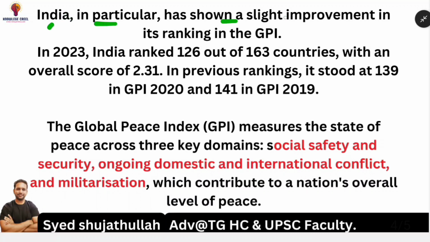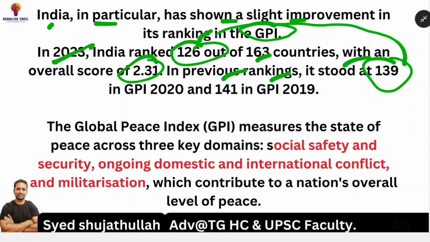India in particular has shown a slight improvement in its ranking in the latest Global Peace Index. In 2023, India is ranked 126 out of 163 countries with an average score of 2.31. Its previous ranking stood at 139. So 139 became 126. It is a very good improvement.